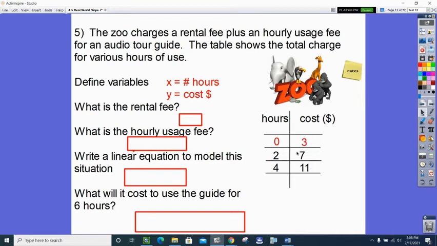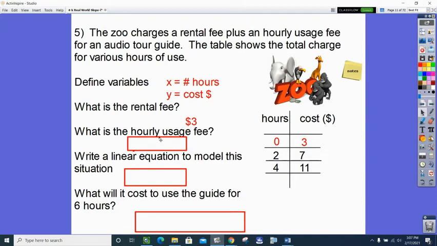And if I take away another 4, I would get to 3. So sometimes if it's not on the table, you can back out of the table to get back to that 0 hours to see the cost. And in this particular case, the rental fee was $3. So you hand them $3, you take the audio guide, and off you go into the zoo.